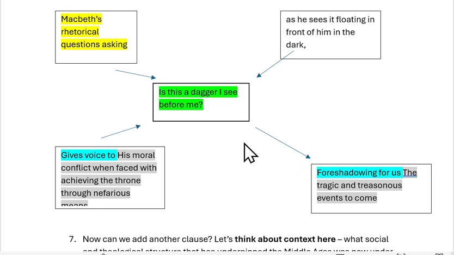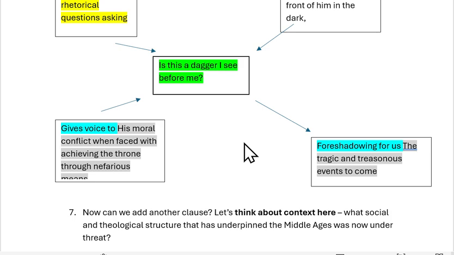So we say, okay, that's a pretty good sentence. We can go over to effect clauses there. We've got the context clause. We've got the language technique, the textual example. But let's go one more. We can add another clause.